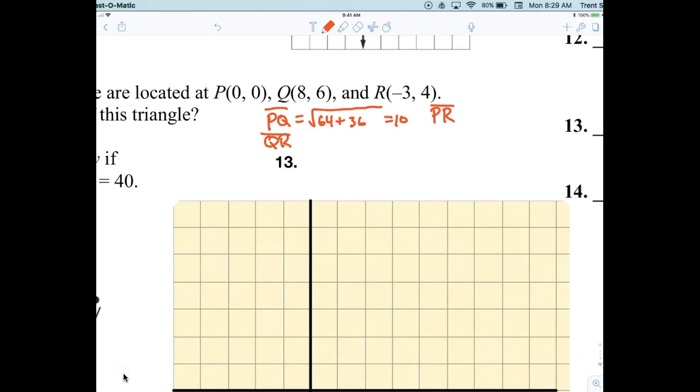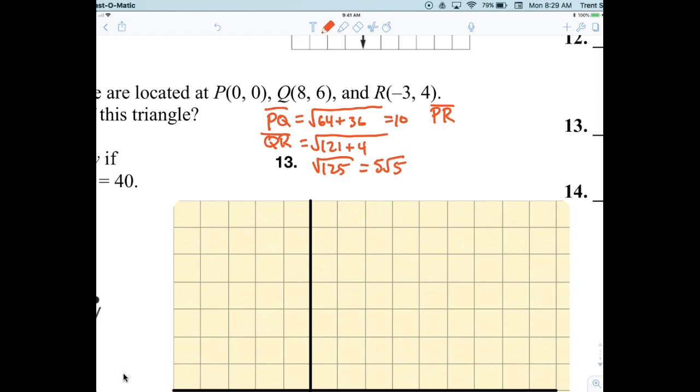Yes. All right. Now, QR. 8 minus negative 3 is really 11, squared is what? 121. So I have the square root of 121 plus, and now 6 minus 4 is 2. 2 squared is 4, so I'm adding. So that's the square root of 125. And now remember, 125 has 25 in it. So the square root of 25 is 5. That's a good review right there. So that's 5 radical 5. Is everybody okay with that? Okay.